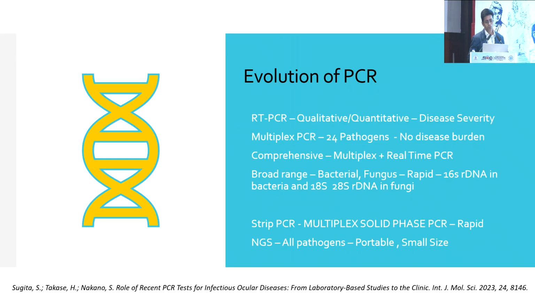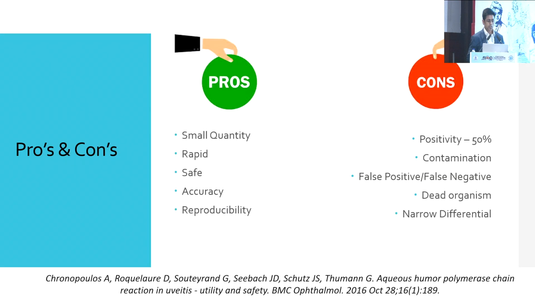How has it evolved now? Well, it's the one which was always there, as ma'am also spoke about during the COVID times, the RT-PCR, which we all know, we have all already gone through it. It's basically a qualitative and quantitative test in which we can see the disease severity. We went on to multiplex PCR, where we could assess for more pathogens, and then to combine both of them, we went to comprehensive PCR, which was first multiplex, trying to find out the pathogen, and then real time to amplify them and see the disease burden. There are more modifications like broad range, strip PCR, and next generation sequencing, in which we can test for more pathogens.